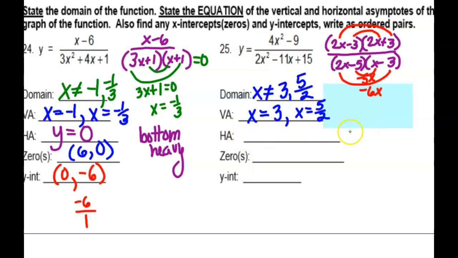This one is equal weight. What does it say for equal weight? Leading coefficient over leading coefficient. Go back to the original. What were the leading coefficients? 4 over 2 or 2?